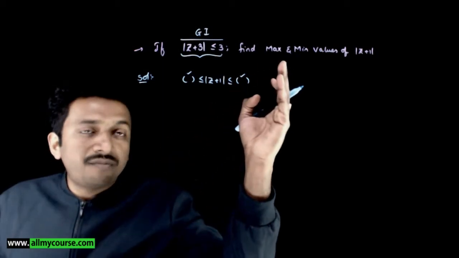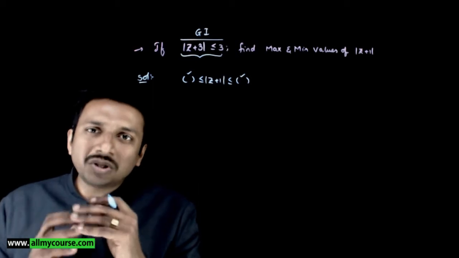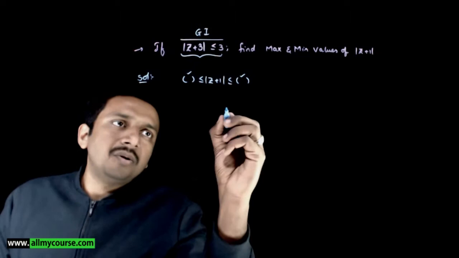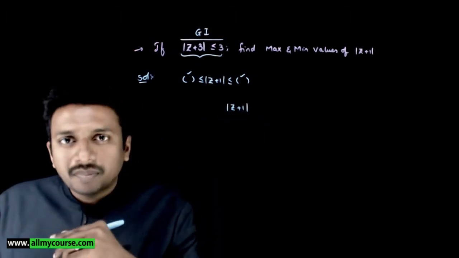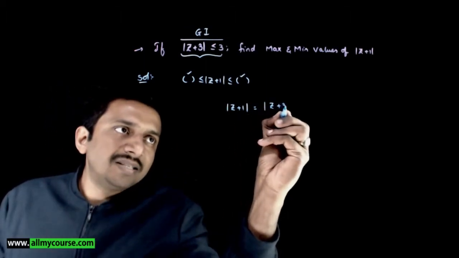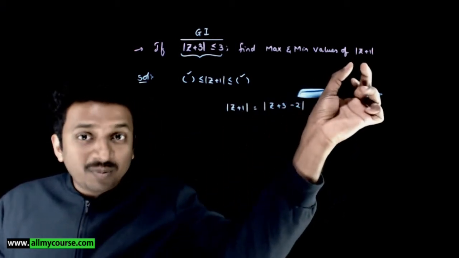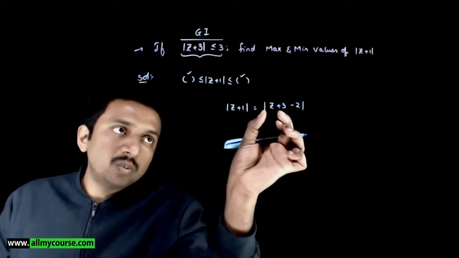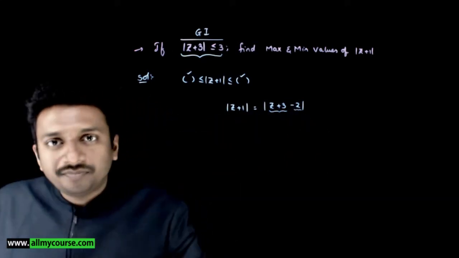Whenever you're asked to find maximum and minimum values of an expression in complex numbers, most often we use triangular inequalities. So we know that mod of z plus 1 is equal to mod of z plus 3 minus 2. I am trying to relate the expression that is given with some expression which I know. So modulus of z plus 1 can be written as mod of z plus 3 minus 2.